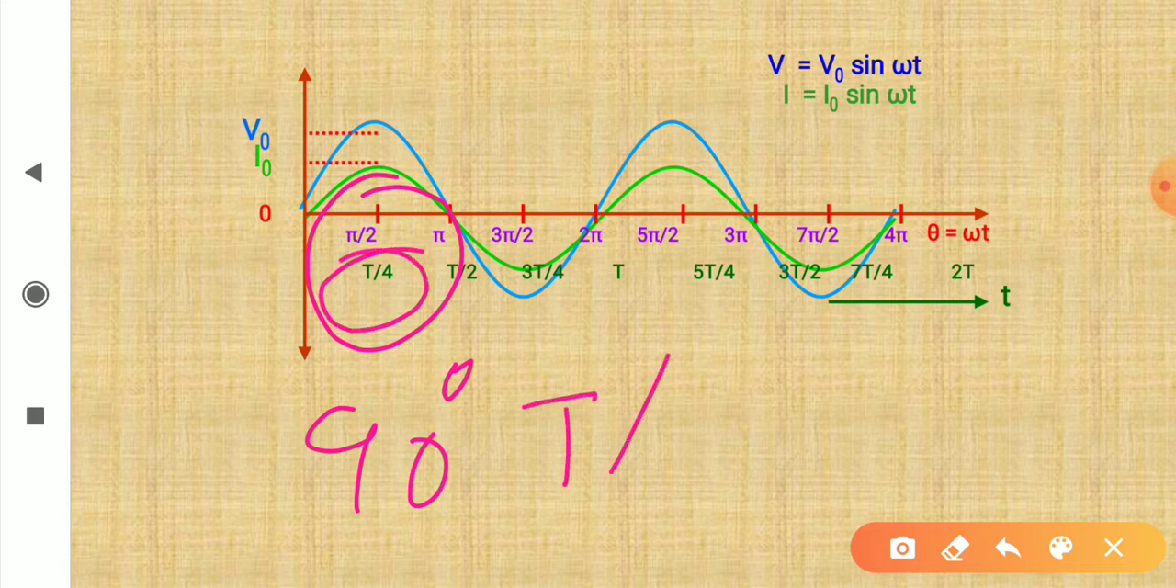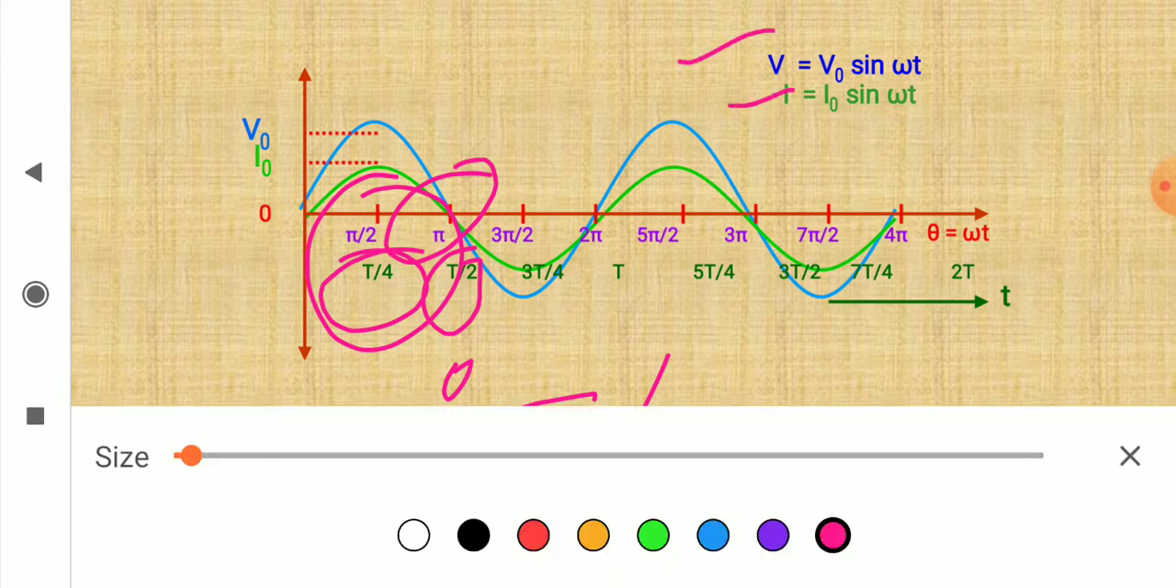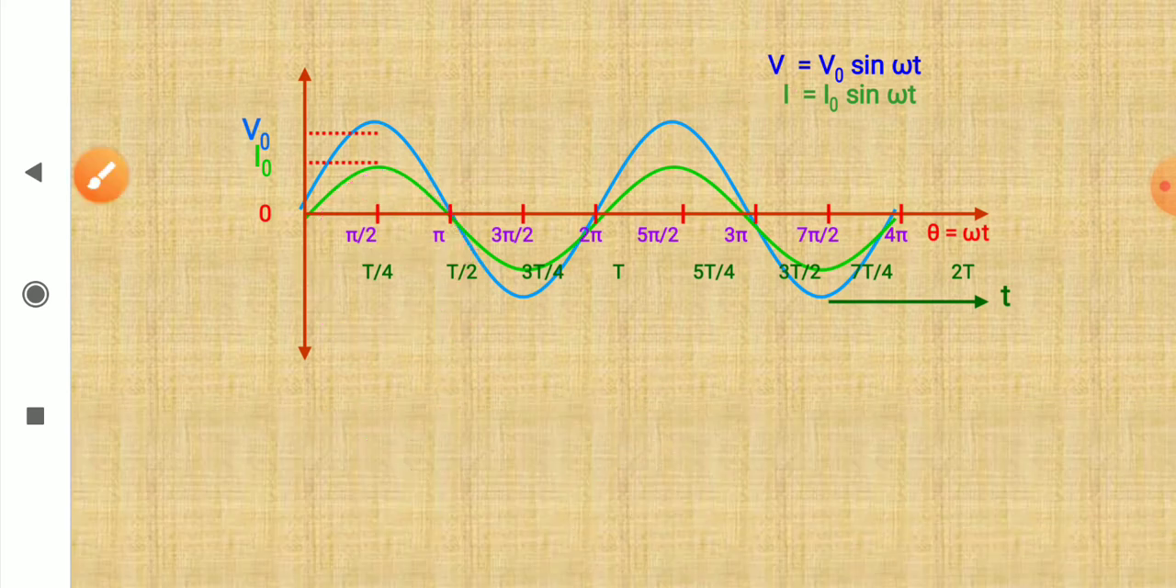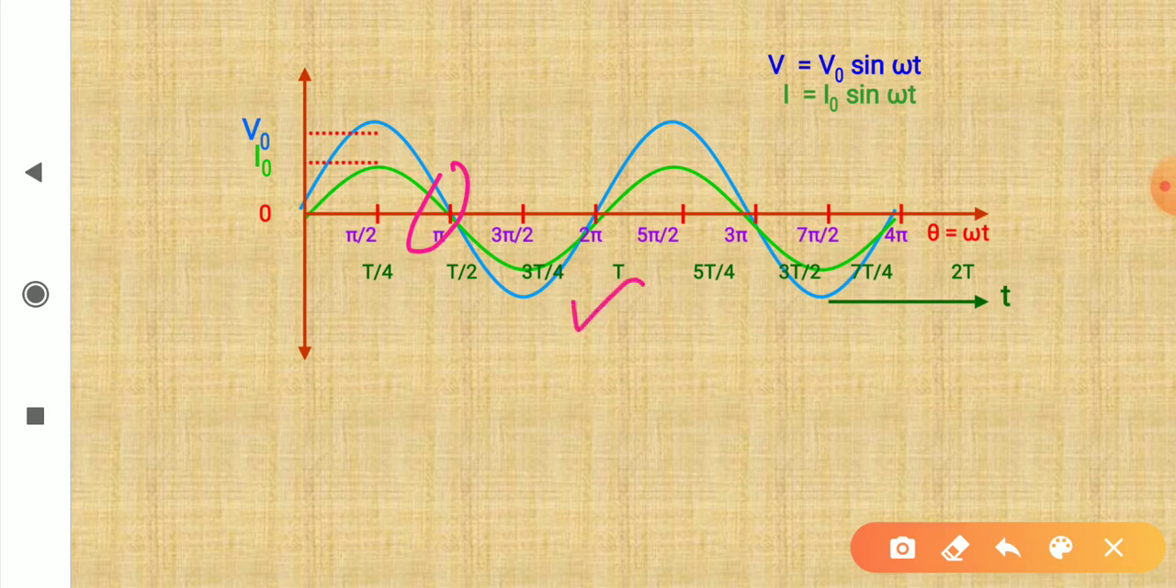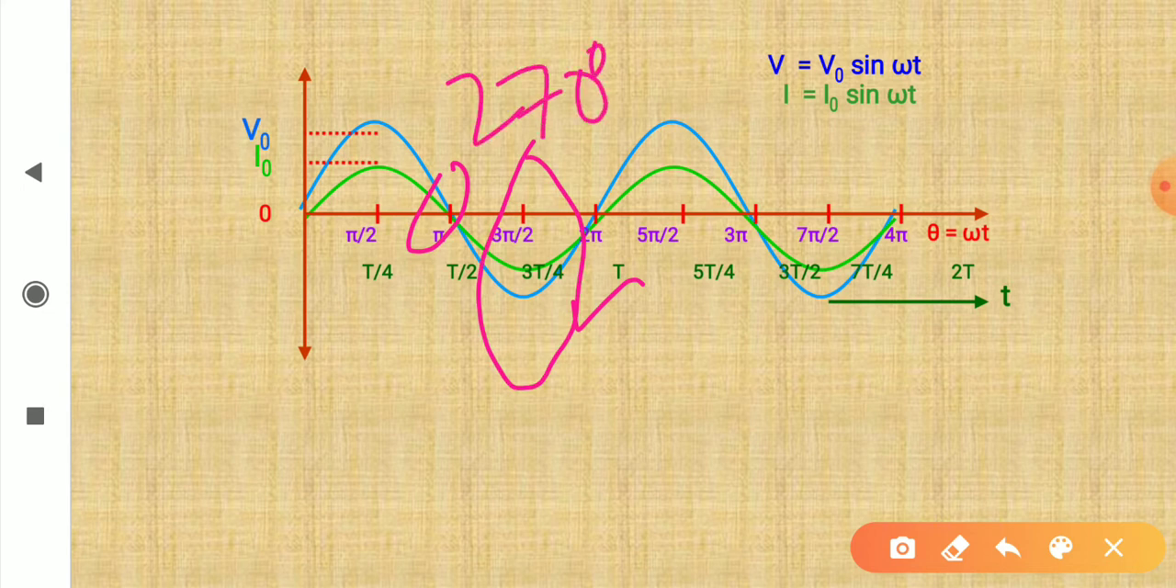That is, time taken is T by 4, 1/4 of rotation. Then after half rotation, when angle is 180 degree or pi, or time period is half, then it becomes 0. The voltage as well as current become 0. Then after this, the direction of current and voltage both change, and at 270 degree, or time 3T by 4, the current and voltage both become maximum but in opposite direction.